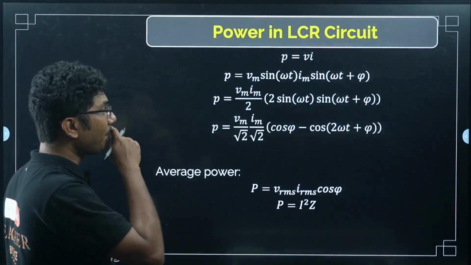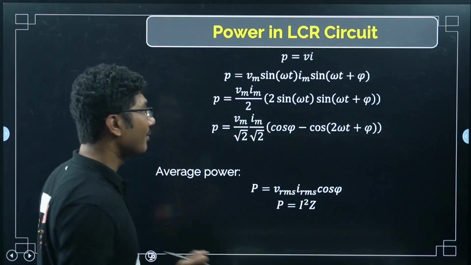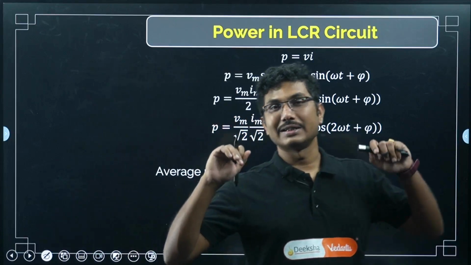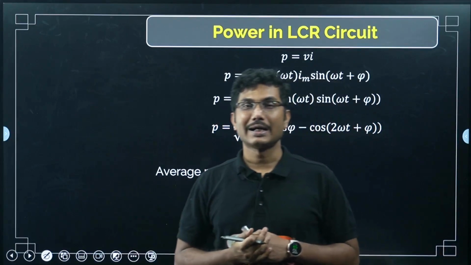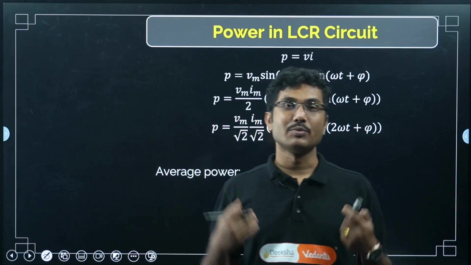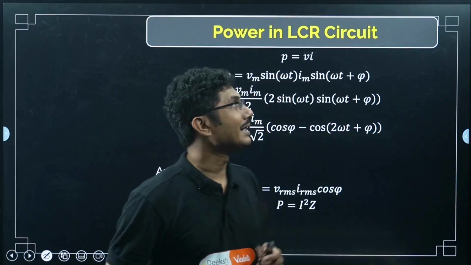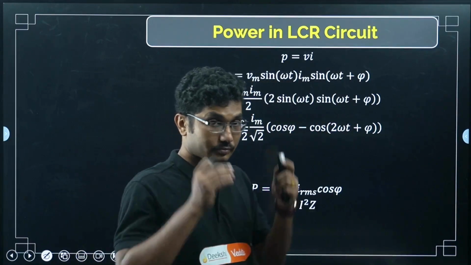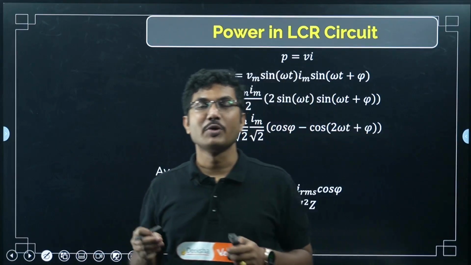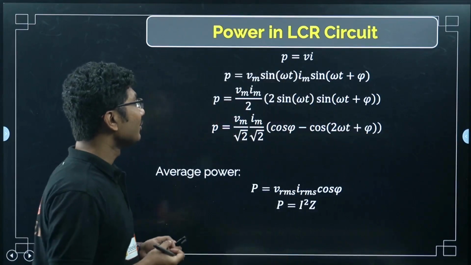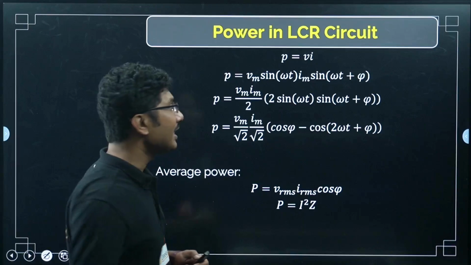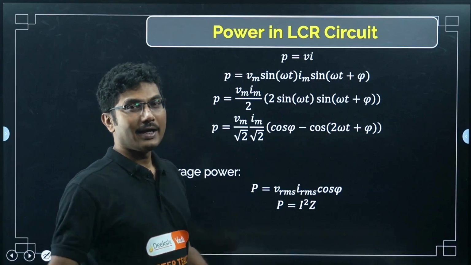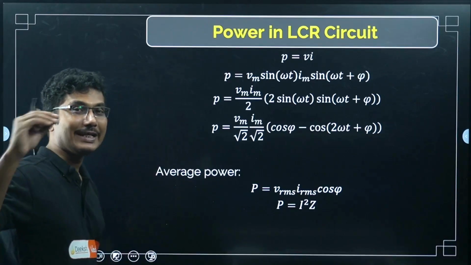Now let's move into the power of LCR circuit. Now we have seen in case of pure inductor and pure capacitor, the power consumed was 0. Now what will happen in case of LCR circuit? Will the power consumed be 0 in this case as well? So let's see. Power is VI, we know the formula, and heat developed is VIt.